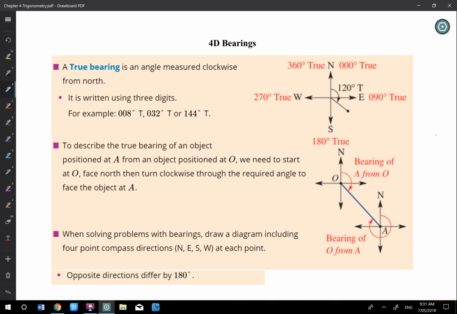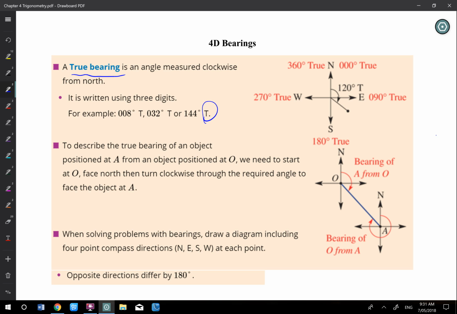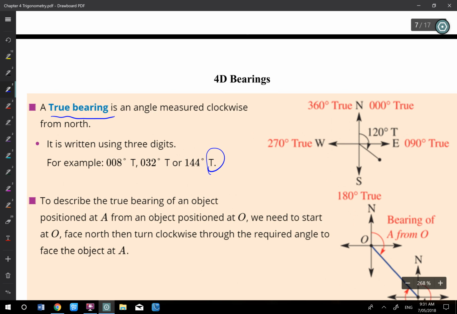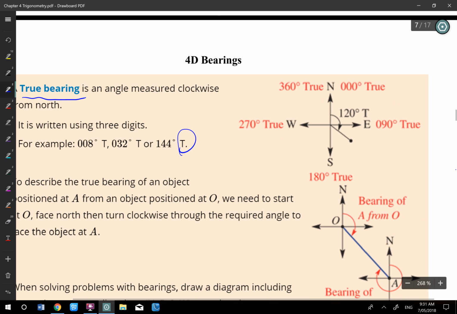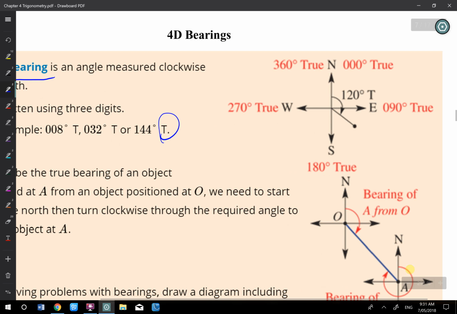Bearing is also called a true bearing, so we have this T at the back. I'm pretty sure we learned this in Year 9 as well. The T at the back means a true bearing. Let's give an example.